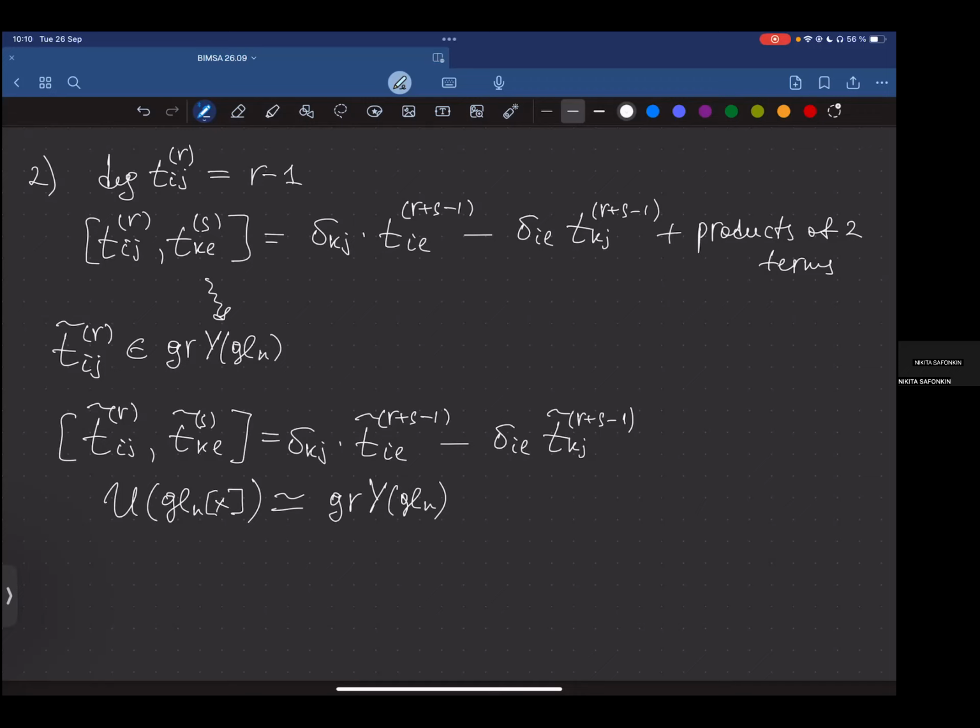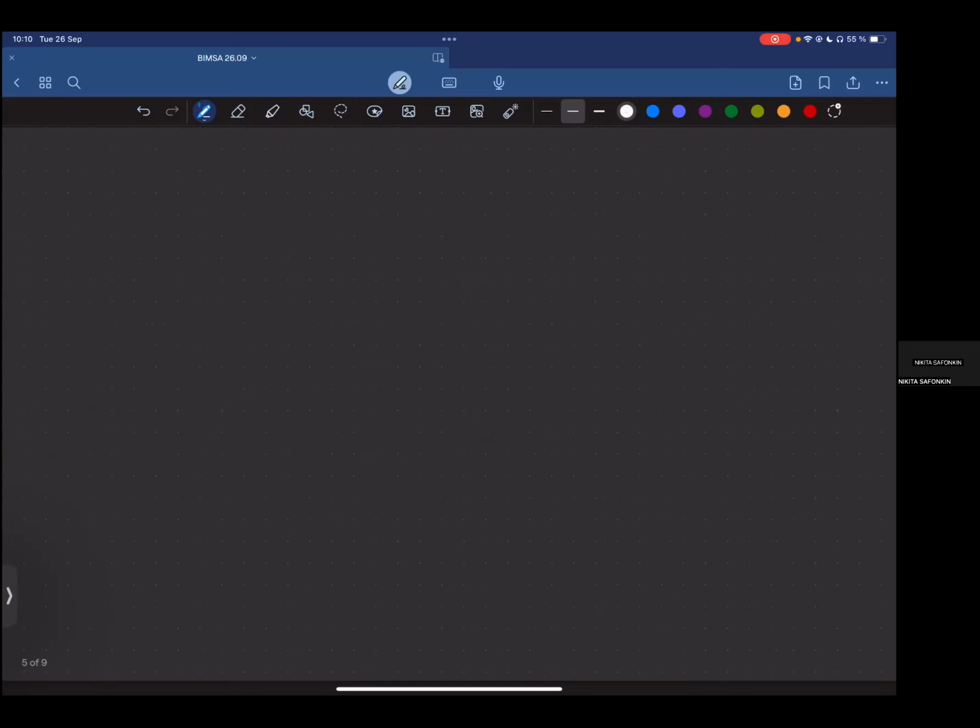All right, now I'm going to discuss the centralizer construction and the definition of these new Yangian-type algebras. And if you have any questions, please ask.